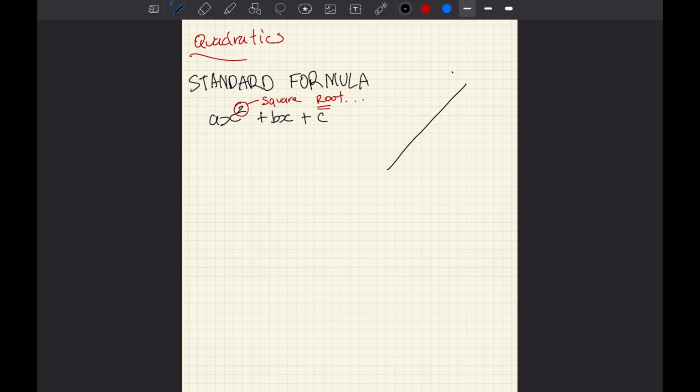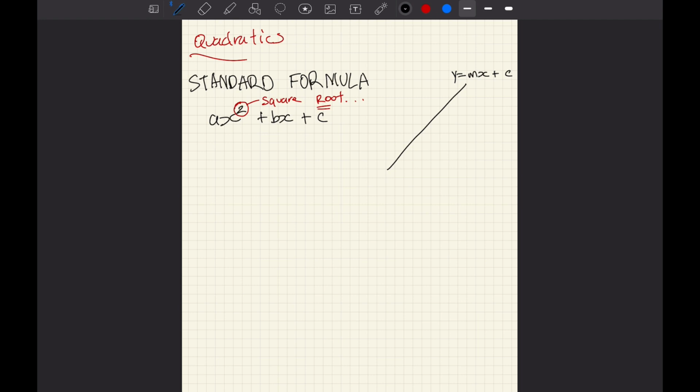So let's begin. The quadratic standard formula is this one: ax squared plus bx plus c. What defines a quadratic is the fact that it has a square term. This means that you're going to get a different kind of line to a straight line, which has the formula y equals mx plus c.